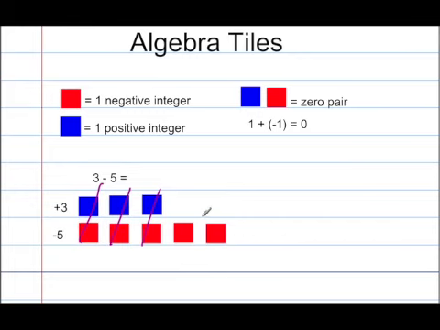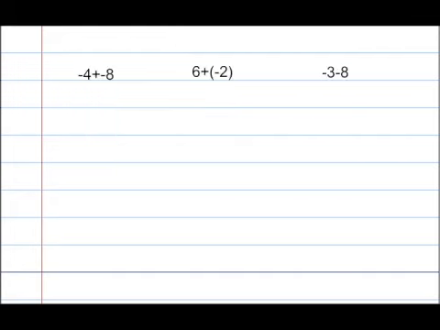What do I have left over? So I have 1, 2. So 2, but what kind? A negative 2. So 3 minus 5 is negative 2. So this again is just another way to look at it. So I'm giving you multiple ways to look at the same kind of problem.